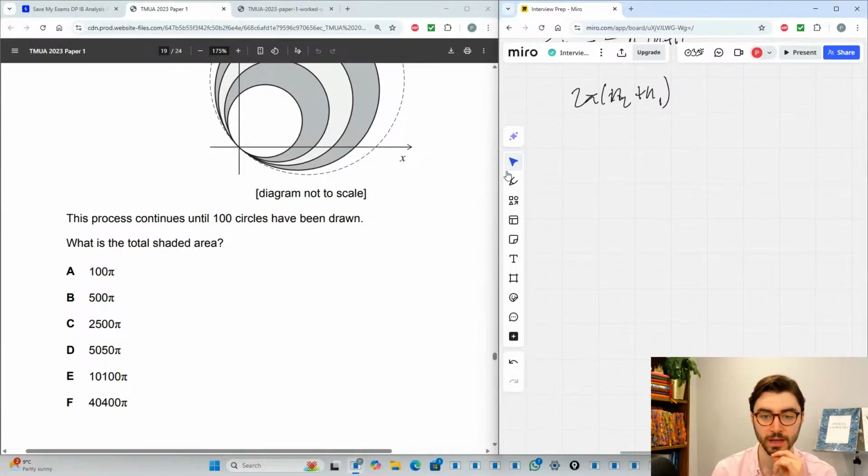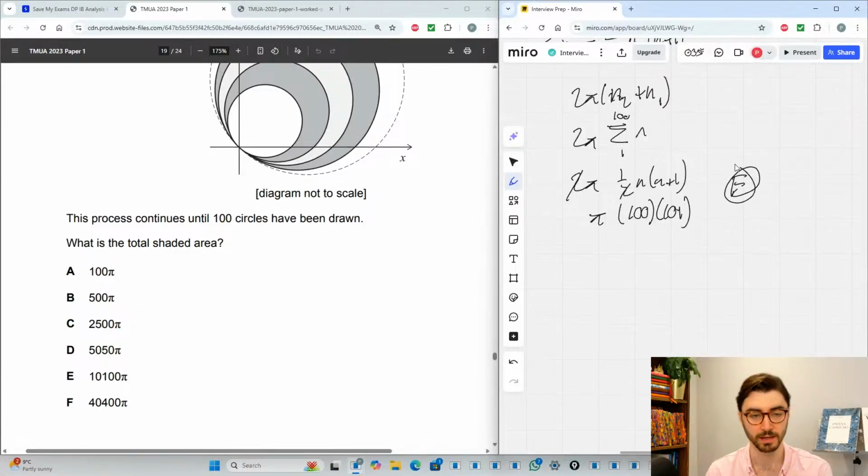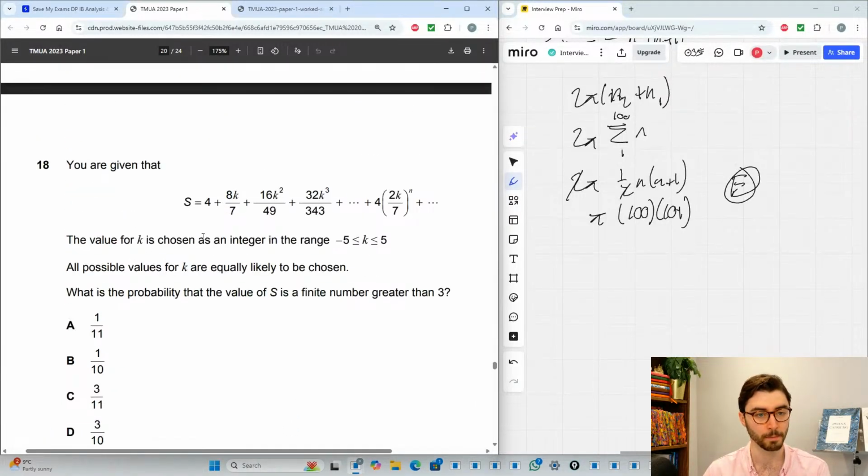that is just going to be 2 pi, the sum of all the numbers from 1 to 100. And I know that. So the sum of n is a half n plus 1. Cancels, cancels. It's going to be pi into 100 times 101. So the answer is E. Nice. Glad I took an alternative path there.